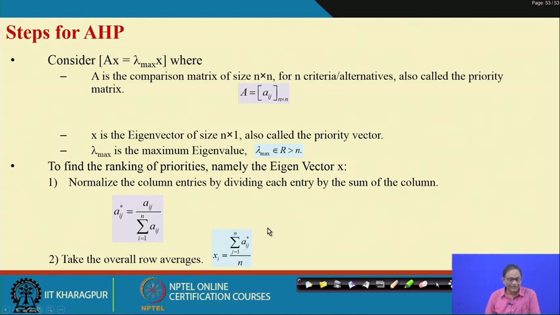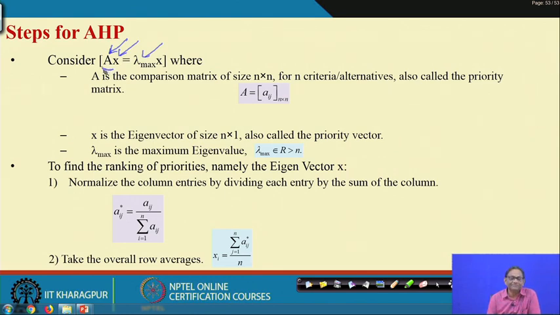Okay. So, the mathematics behind AHP, we will not go into the depth of the mathematics, but please understand what A is. A is the comparison matrix. What is X? The priority vector. Then what is lambda max? Lambda max is basically the eigenvalue of the comparison matrix A.